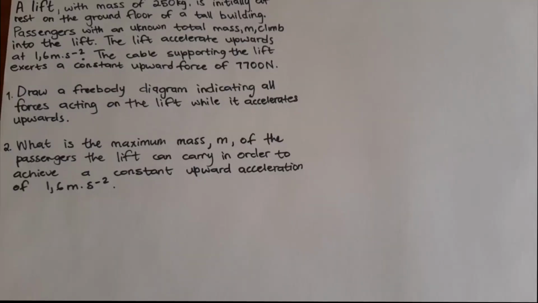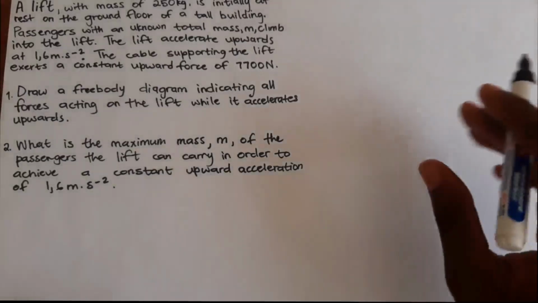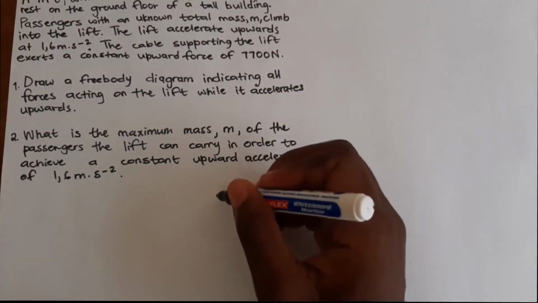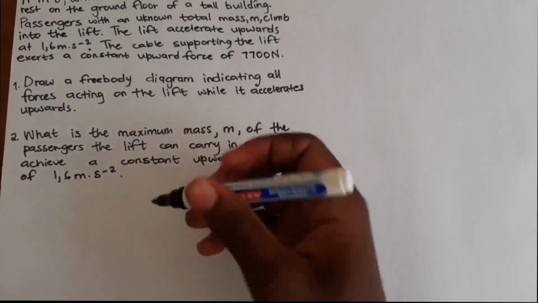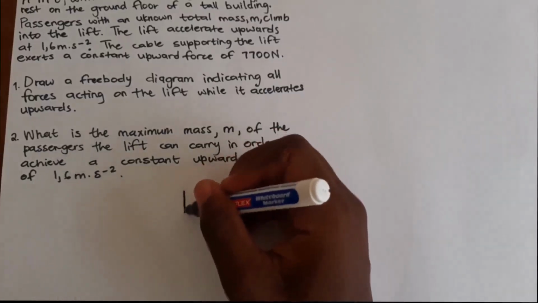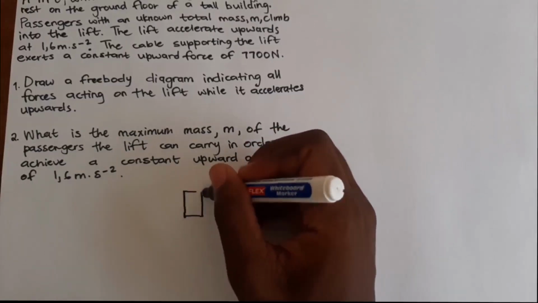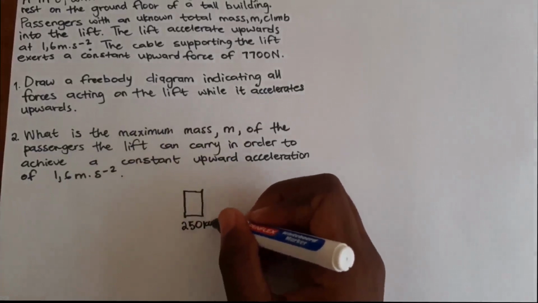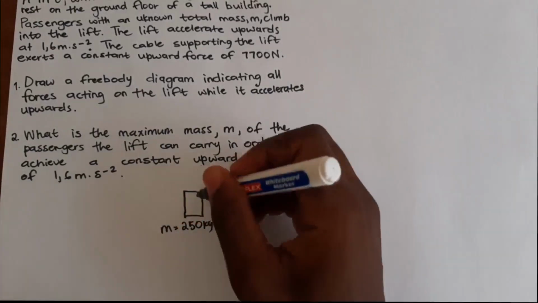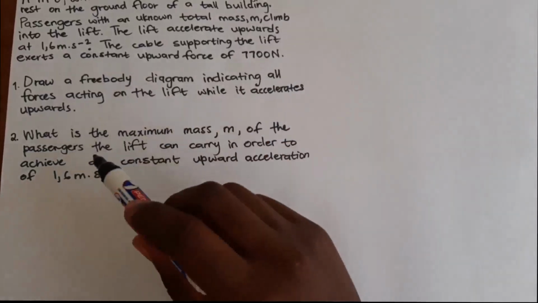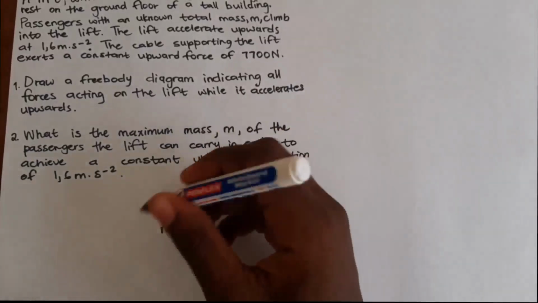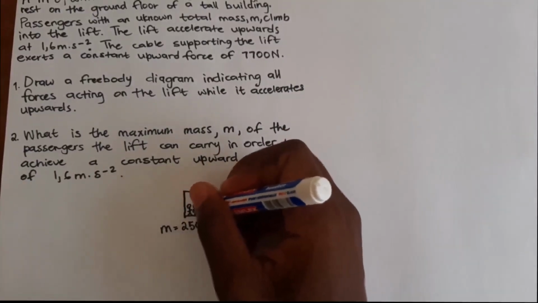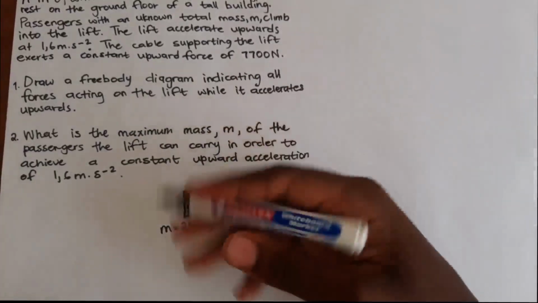So we have this instance here. We have our lift. Let me just draw here. This is the lift with a mass of 250 kgs. The passengers are unknown, so we have passengers here, two or even more passengers.